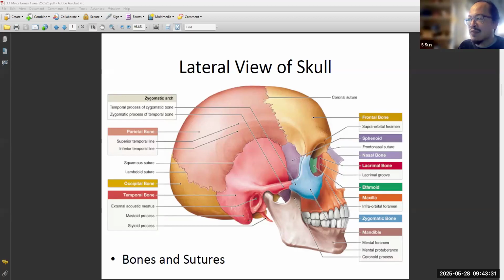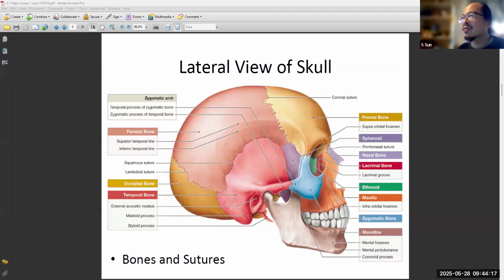This mastoid process connects with multiple muscles, so it allows movement of your neck. It pulls your head and controls your head and your neck. This styloid process will connect with the hyoid, and so it allows you to control your swallowing. All the muscles on the floor of your mouth control your swallowing, and those muscles connect with the styloid process and the hyoid. And so that's that.